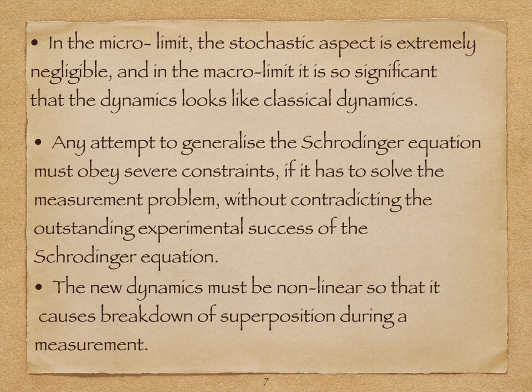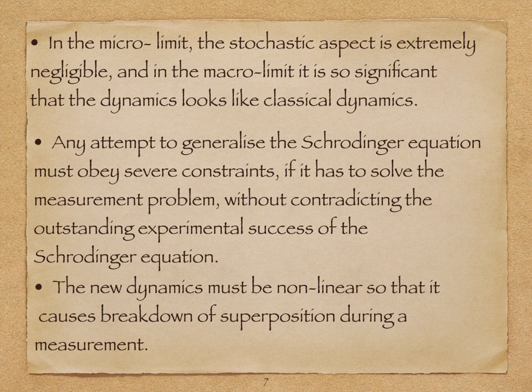In the micro limit, the stochastic aspect is extremely negligible. Clearly, for microsystems, the Schrodinger equation works well. It works beautifully. It is deterministic. So the stochastic aspect is supposedly very small, insignificant for microsystems. On the other hand, for macrosystems, it is so significant that the dynamics starts looking like classical dynamics. We'll see how that is done.